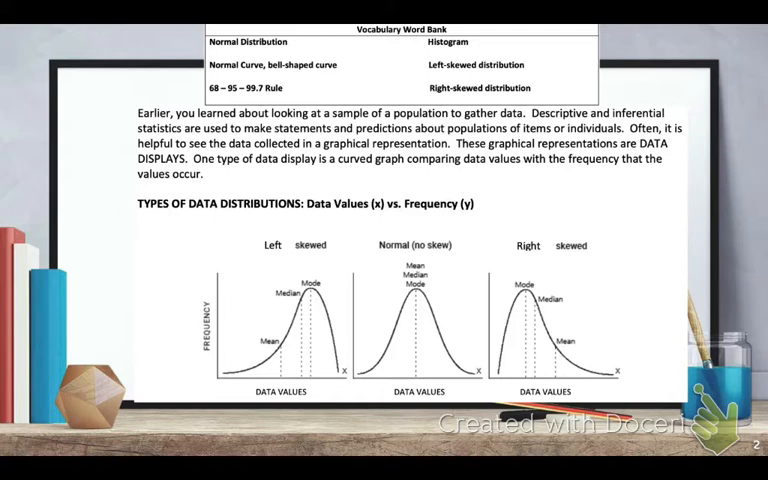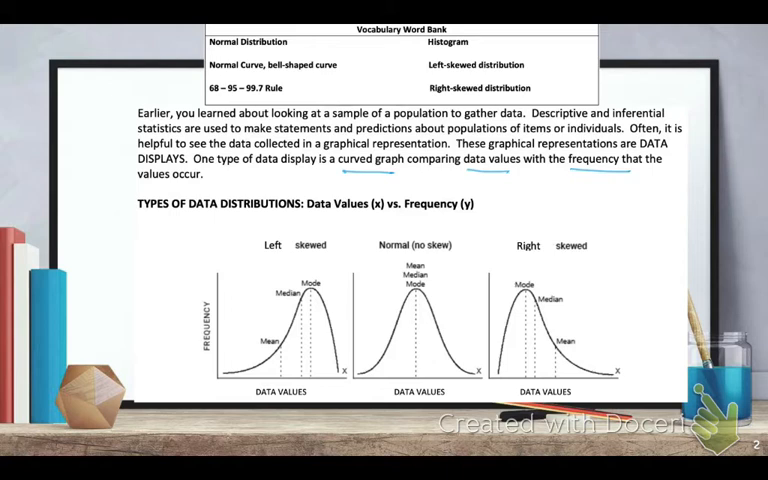One type of data display is a curved graph comparing data values with the frequency that the values occur. If you look at the three graphs below, these are three examples of curved data distributions. Notice on each of these three graphs along the x-axis we would have data values. We haven't named what they are, but in general they would be some sort of data set, like test scores or heights of people. And then along the y-axis we have the frequency that values would occur.